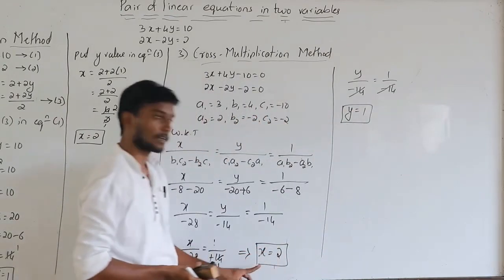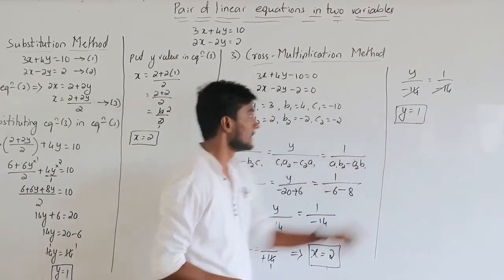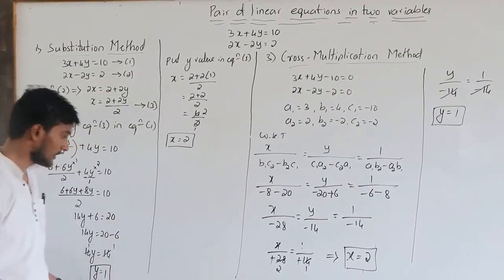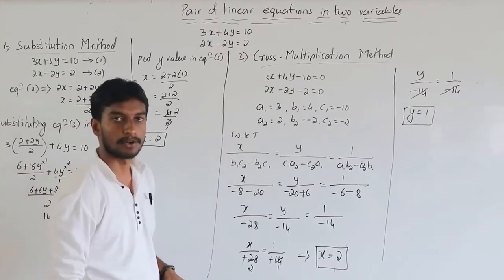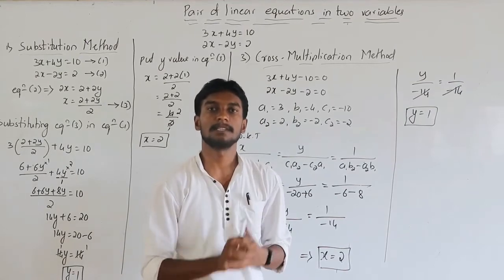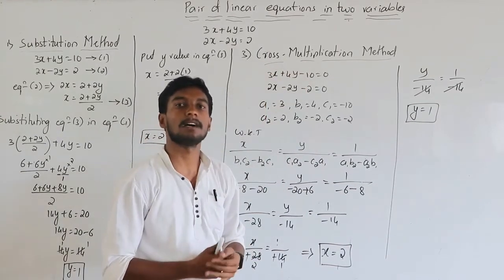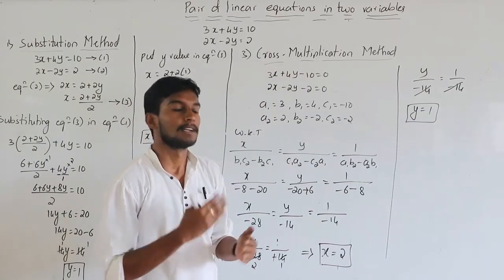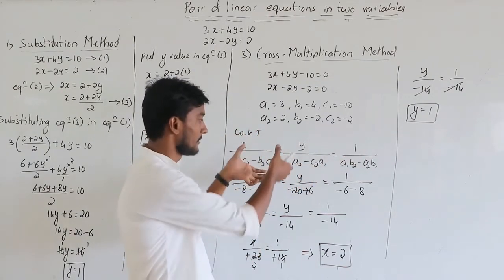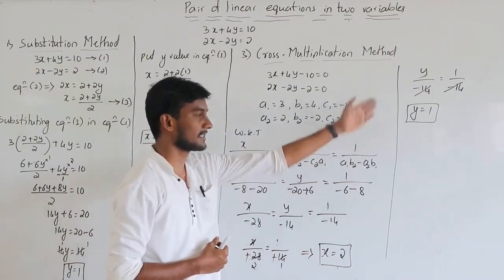See here, in the cross multiplication method also, we have got x value is 2, y value is 1. In the same way, by substitution method also, we have got x value is 2, y value is 1. By all three methods, we have got the same values. So I am telling you, you can use any method. By all the methods, you are getting the same answers. Better you use the elimination method or cross multiplication method. In the cross multiplication method, keeping the formula in mind is very important. So you have to memorize it, or else I will show a trick for how to write the formula. Using that formula, you can get the answers very easily.